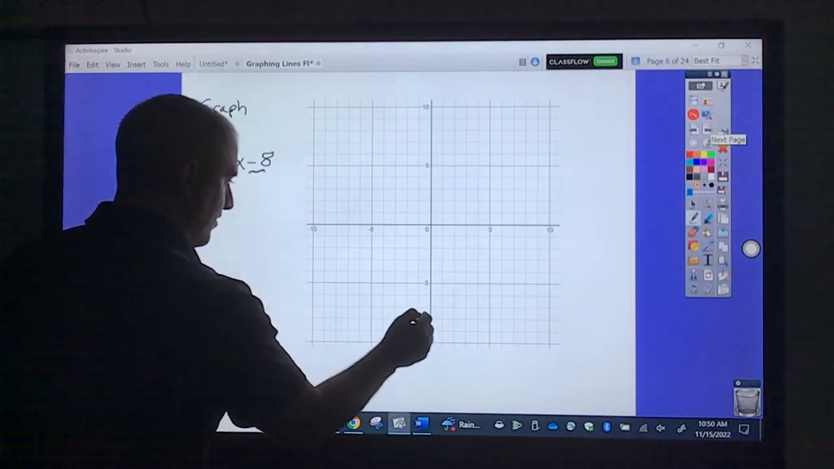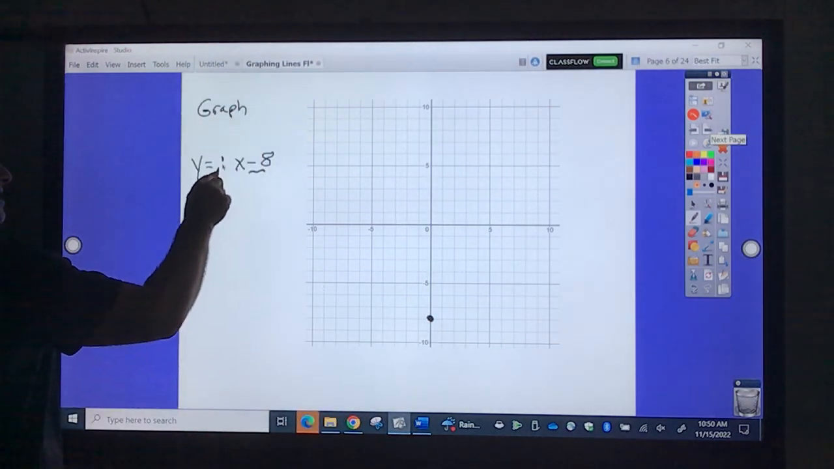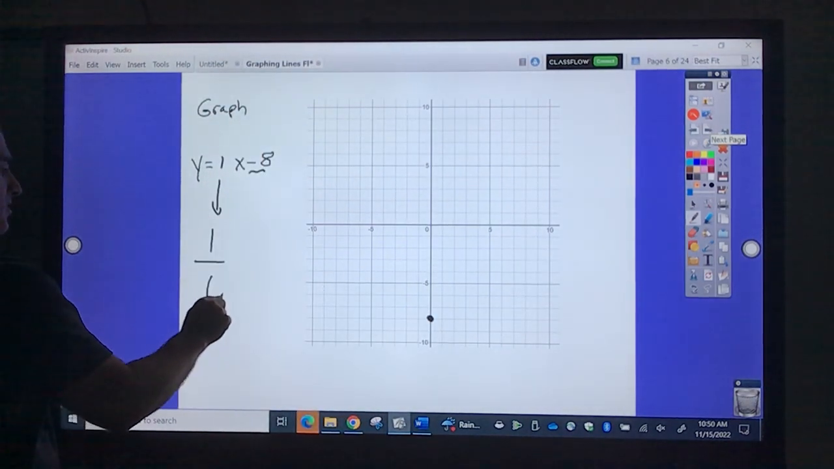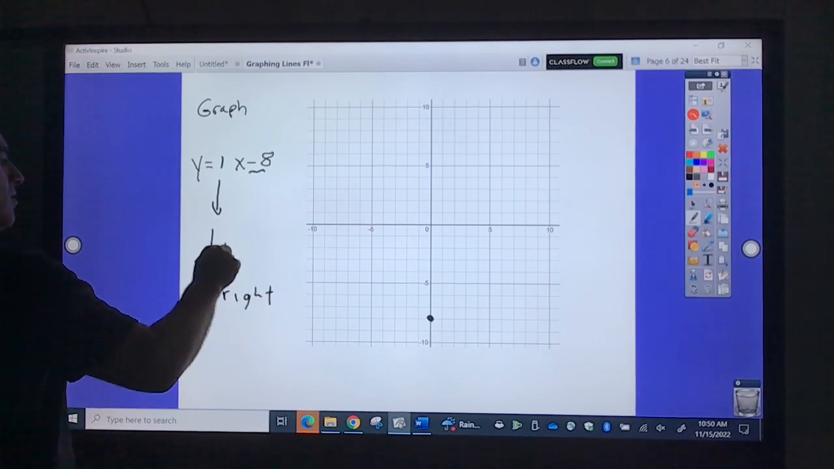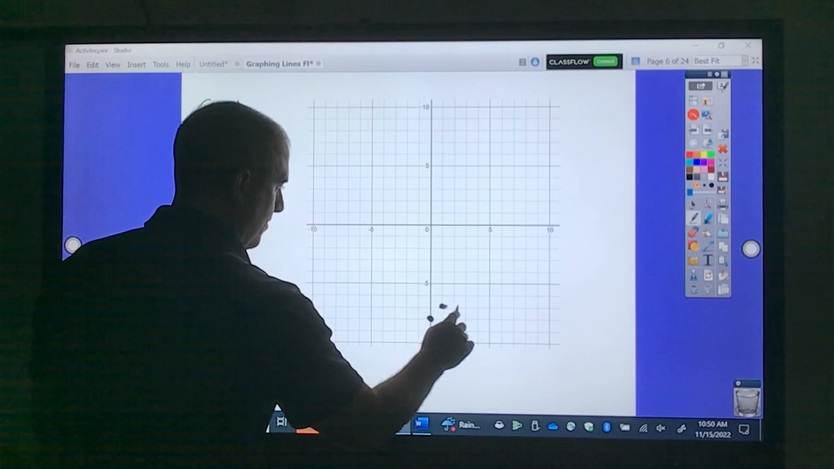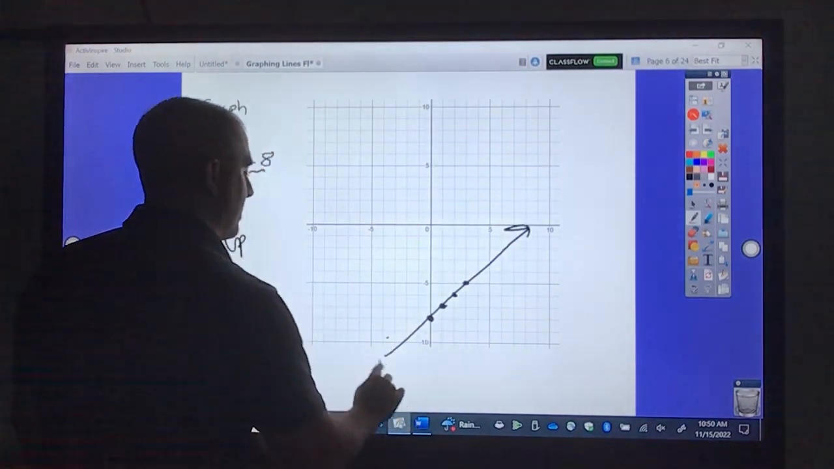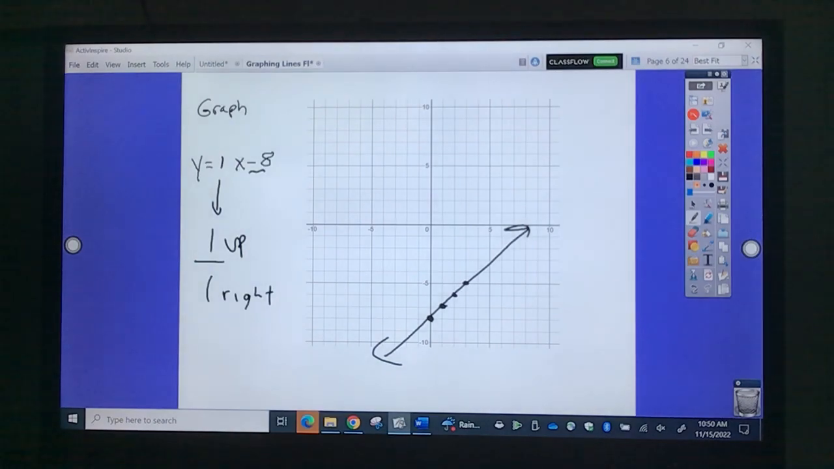Then I got this one. This would be my y-intercept, -8. Now, Mr. Evans, we don't even have a number there. Yeah, that's 1, so that's 1 over 1. What does that mean? 1 right, 1 up. You can keep going 1 right, 1 up, if you want to make multiple points.